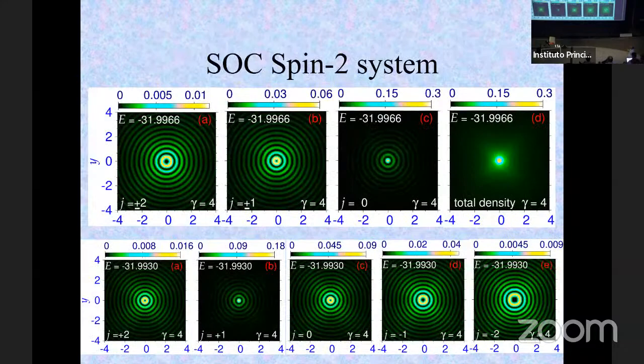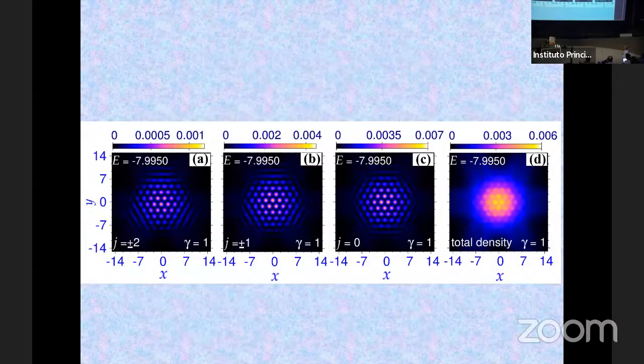Similar result for spin 2. You have a vortex at the center, symmetric case, plus 2, minus 2 for plus minus, and this is plus minus 1, and there is no vortex, and in the total density there is no structure. So there is only radially periodic structure. But for gamma equal to 1, you can have a triangular lattice. This is spin 2 system. And C0 is, I think, minus 1.